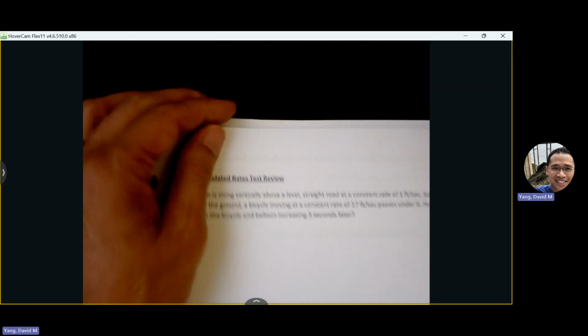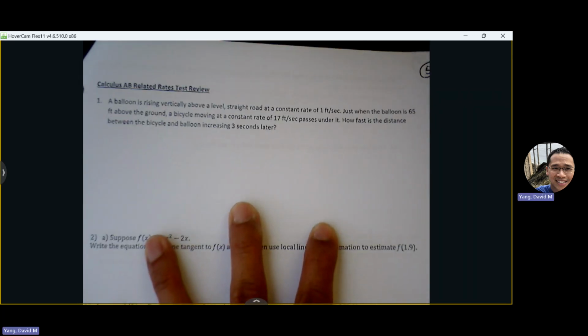Let's start off with a particular Pythagorean theorem problem that I want us to see. Okay. Let's go to page 5. Page 5 in your quiz review.